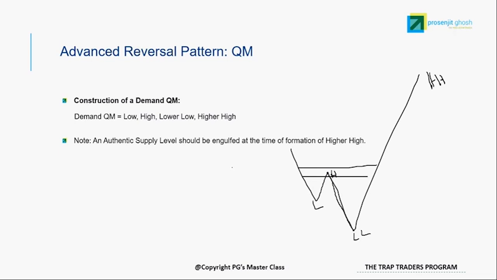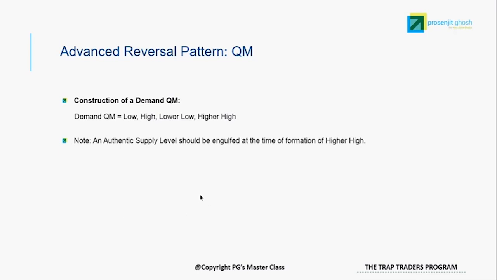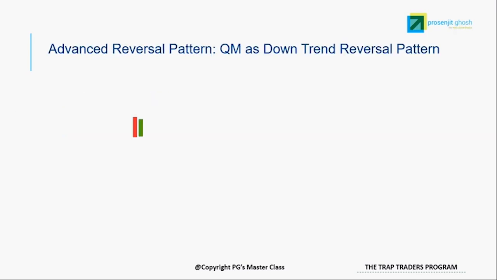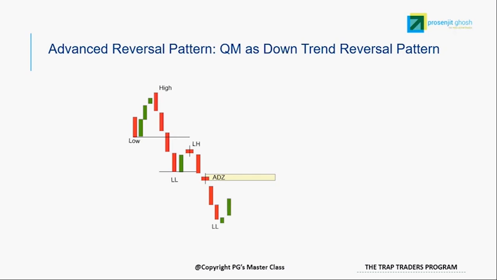So low, high, lower low, higher high, and this is a demand QM which is forming in the chart. Let us see some example of a demand QM. So price is dropping, creating a low, then a high, then again another lower low, lower high. This is an authentic supply zone. And then price moves up, creating a lower low. This is a downtrend, an established downtrend. Price moves up, hits the authentic zone. The authentic zone gave its reaction.